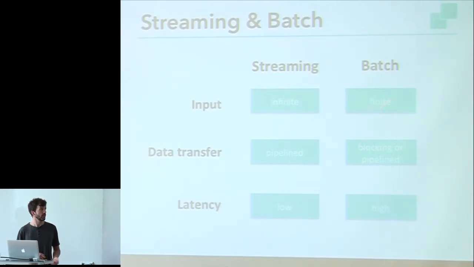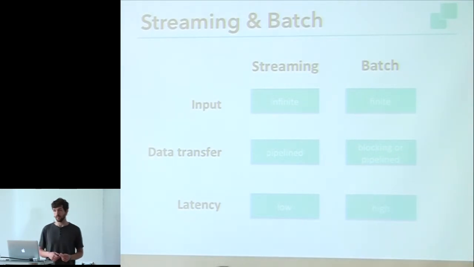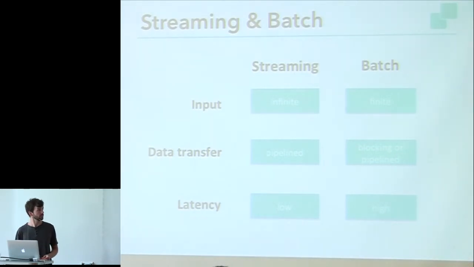On the batch side, you have a file, for example, in HDFS, it's a finite source. And in batch, you usually execute blocking. But in Flink, we can also pipeline batch programs. But the latency you get is usually high because you usually have to process all the data first to get some result.